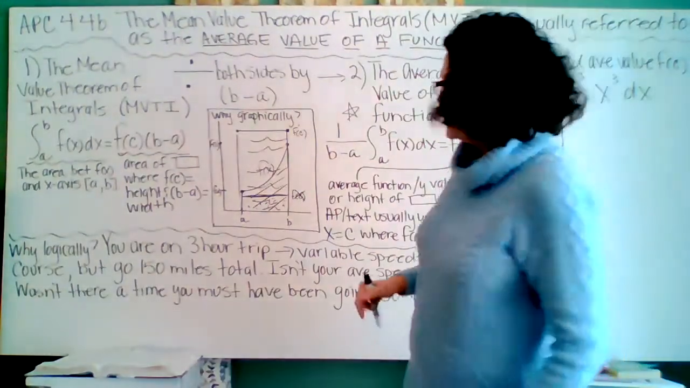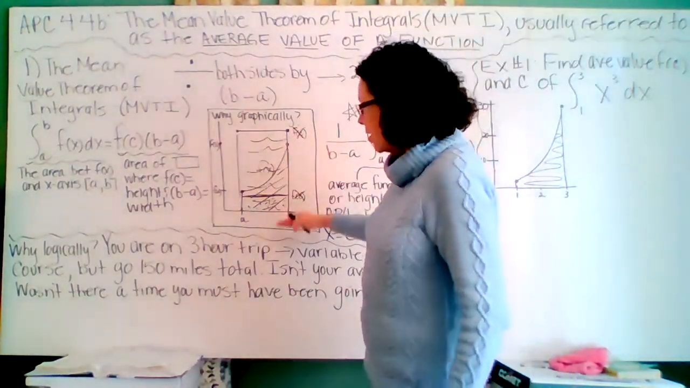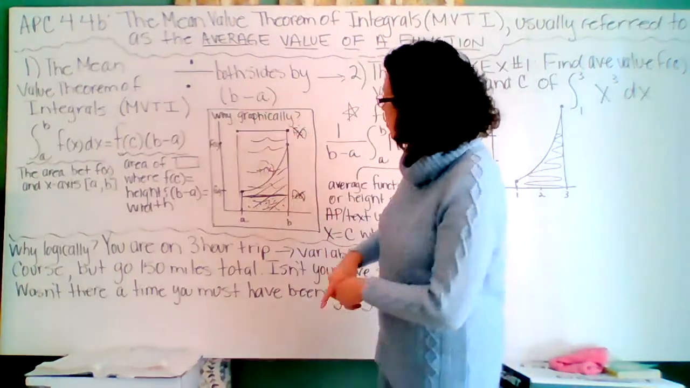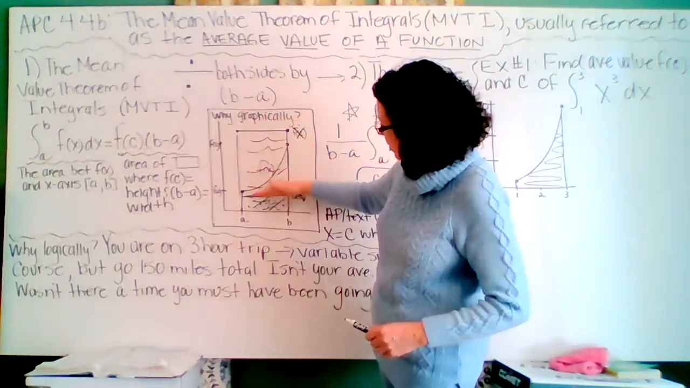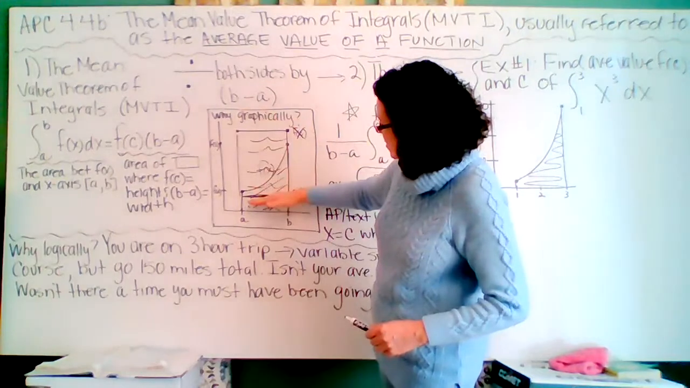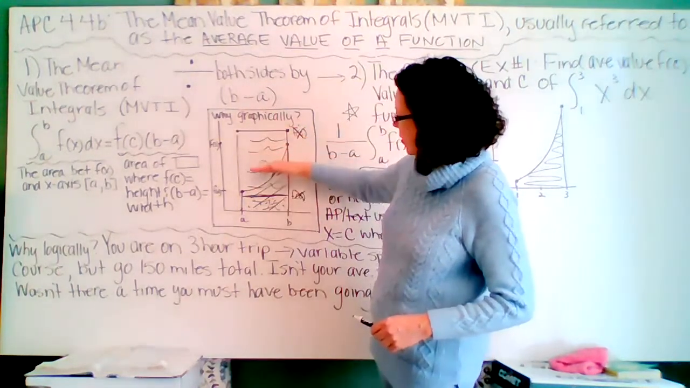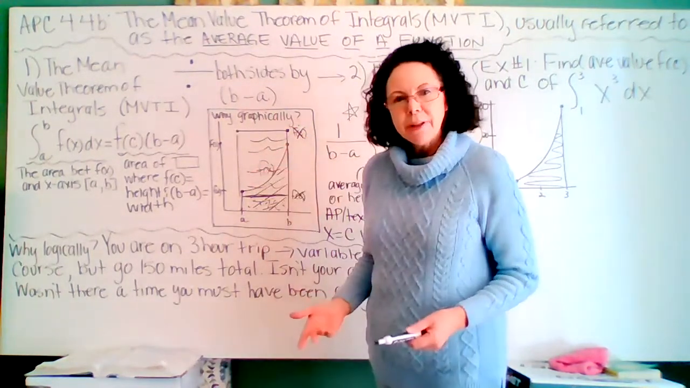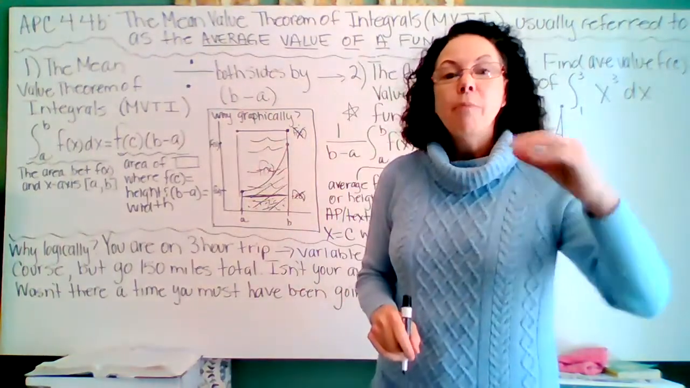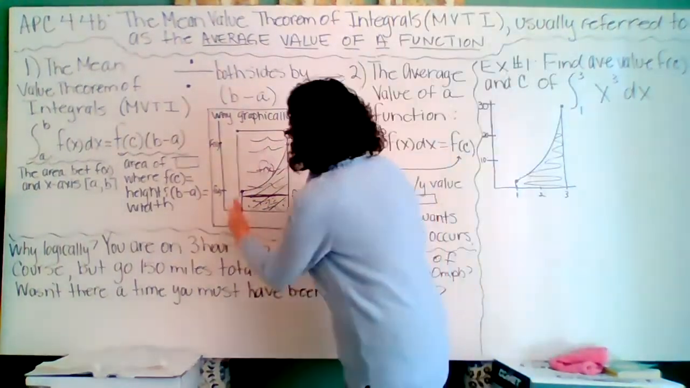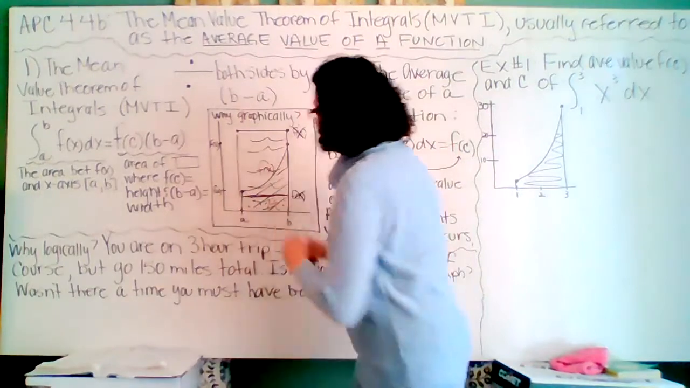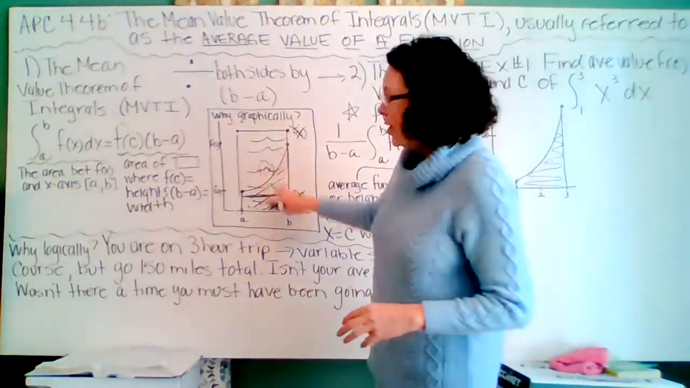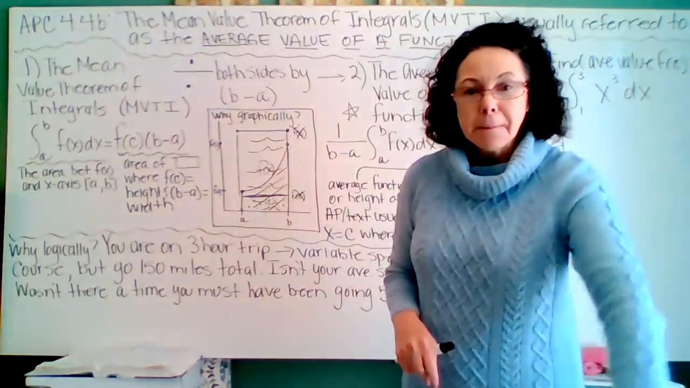But this tells us then that somewhere in between, if I move my f of c, my y value, somewhere in between this lower horizontal line and this upper, shouldn't there be a place where I can make a height of a rectangle on A to B that equals the area under f of x? It's got to be, right?